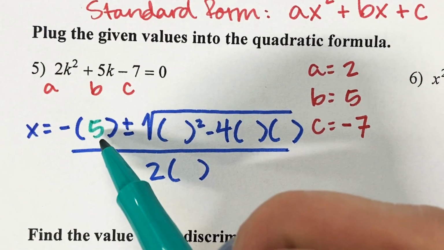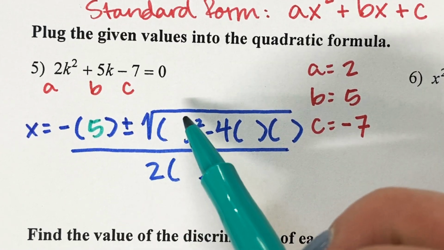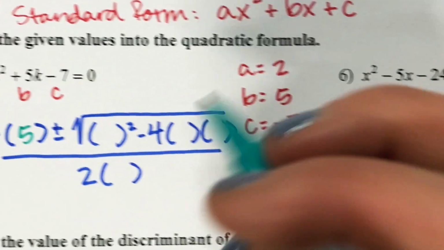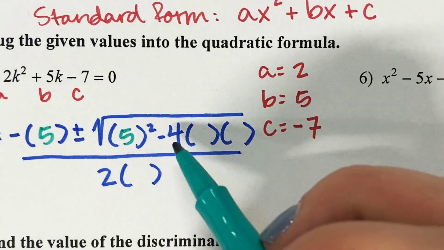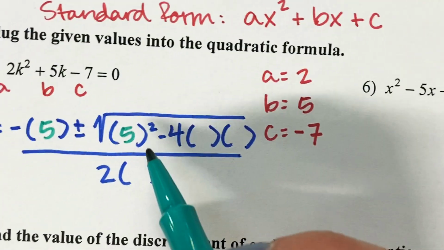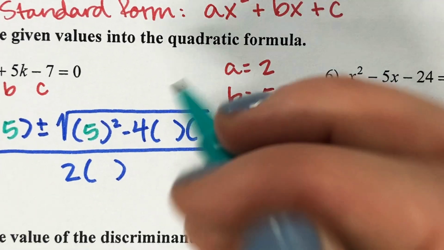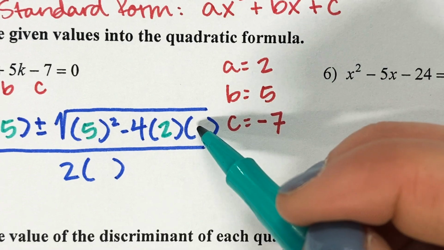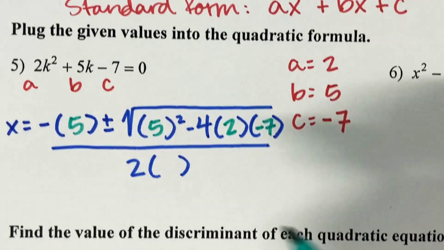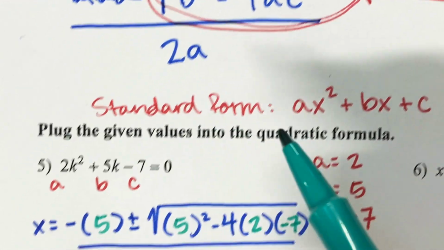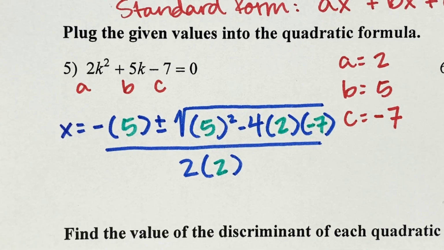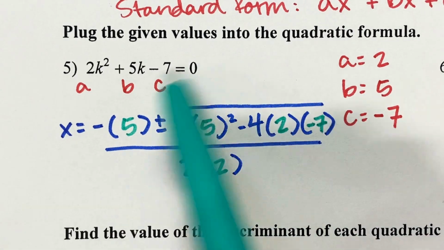X is equal to negative b plus or minus the square root of b squared, so another b, so that tells me another 5 right there, minus 4 times a times c. So first we have our a, which is 2, and our c, which is negative 7, all over 2 times a, and our a again is 2. Okay, so that's all I want you to do for 5 and 6.